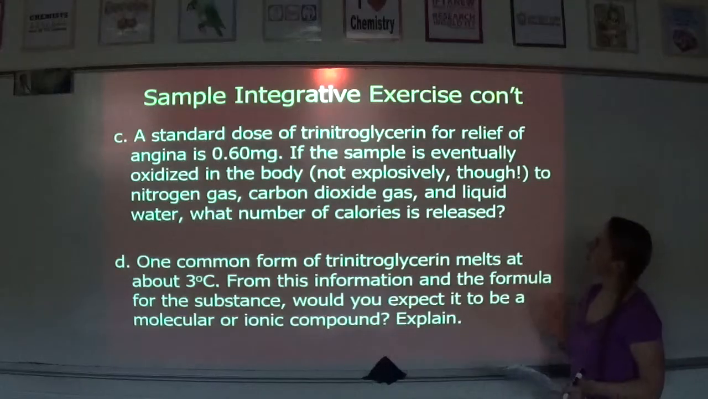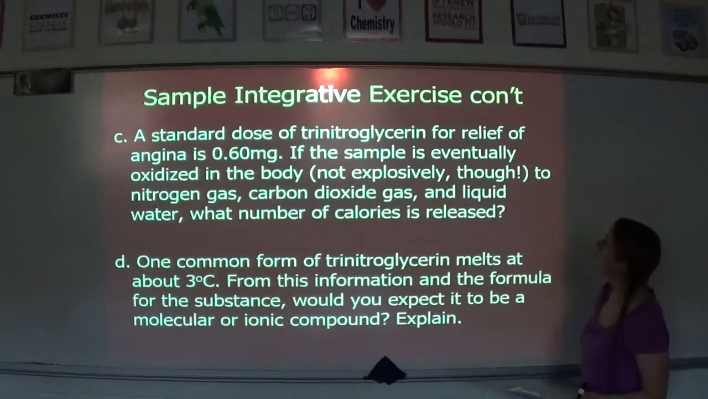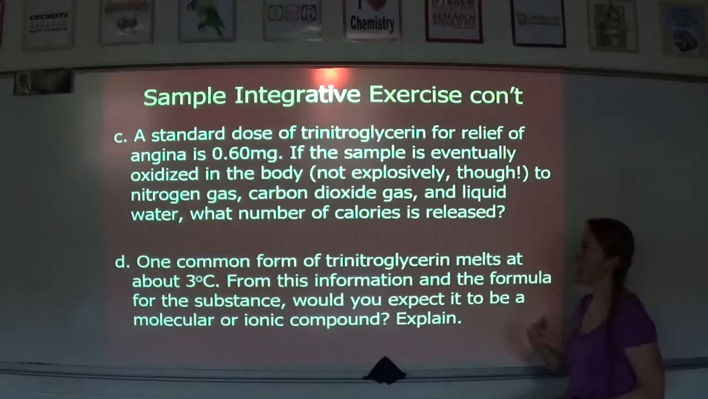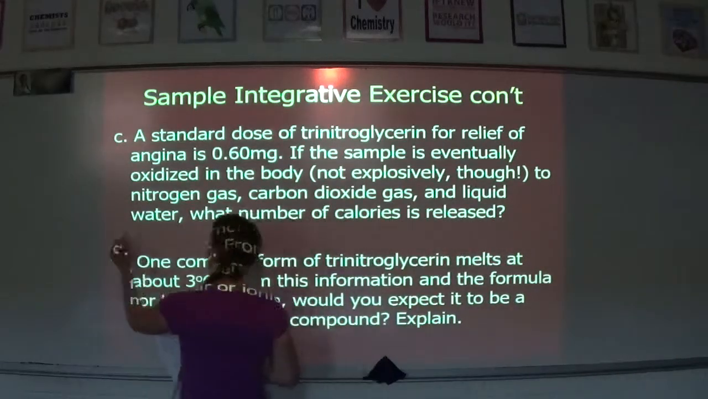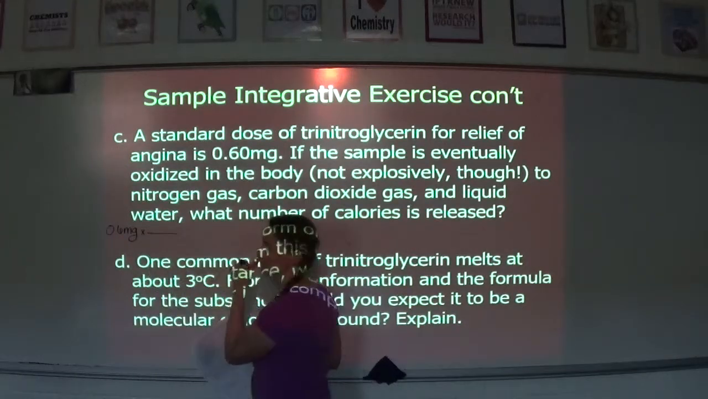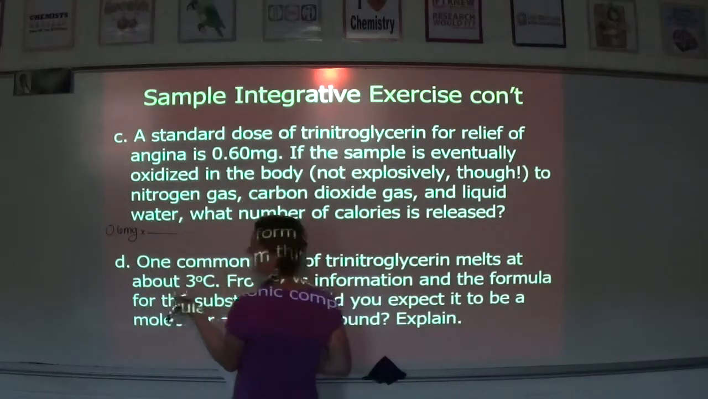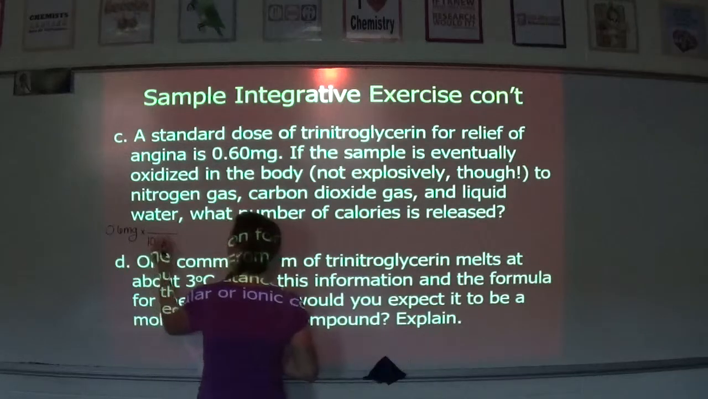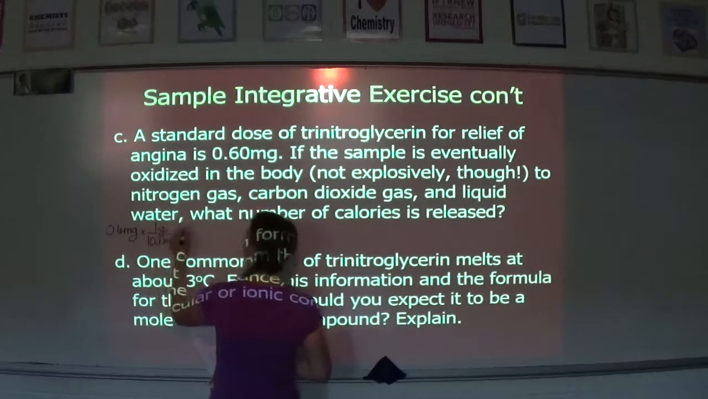Alright, so it says a standard dose of trinitroglycerin for relief of angina is 0.6 milligrams. If the sample is eventually oxidized in the body, not explosively though, to nitrogen gas, carbon dioxide gas, and liquid water, what number of calories is released? So in other words, we're starting with 0.6 milligrams. We're trying to get to calories. Okay, so we have our 0.6 milligrams. Well, of course, our first step would be, we don't work with milligrams very often, so to get to grams, 1,000 milligrams equals 1 gram.